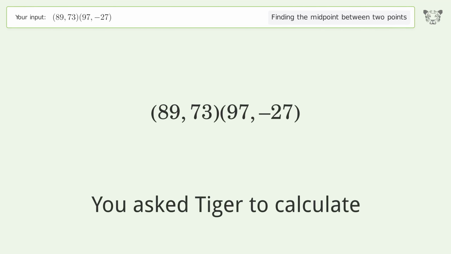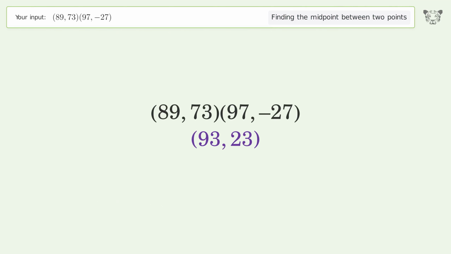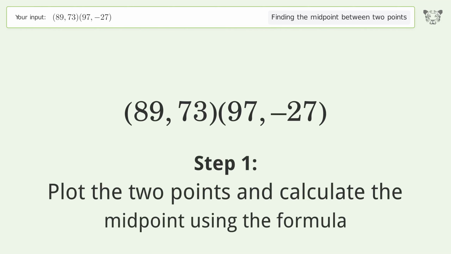You ask Tiger to calculate. This deals with finding the midpoint between 2 points. The midpoint between the 2 points is 93,23. Let's solve it step by step. Plot the 2 points and calculate the midpoint using the formula.